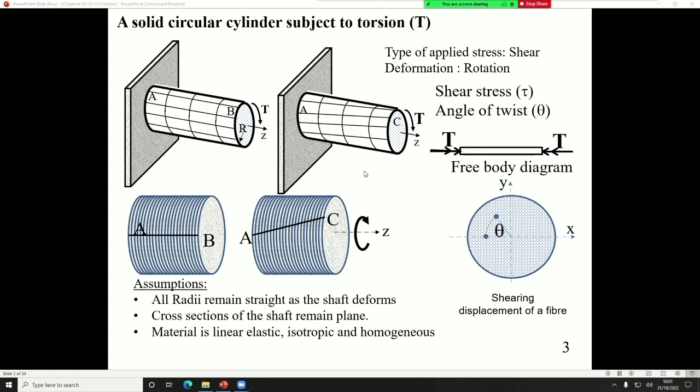When a circular cylinder, which is fixed at one end and subject to a torque at the other end, the effects of the torque are to impart shearing stresses on the cross section, which are normal to the axis of the cylinder, and also rotation or angle of twist or twisting of one end of the cylinder with respect to the other end. So in terms of stress, the effects are shearing stresses. In terms of deformation, it is angular deformation or angle of twist.